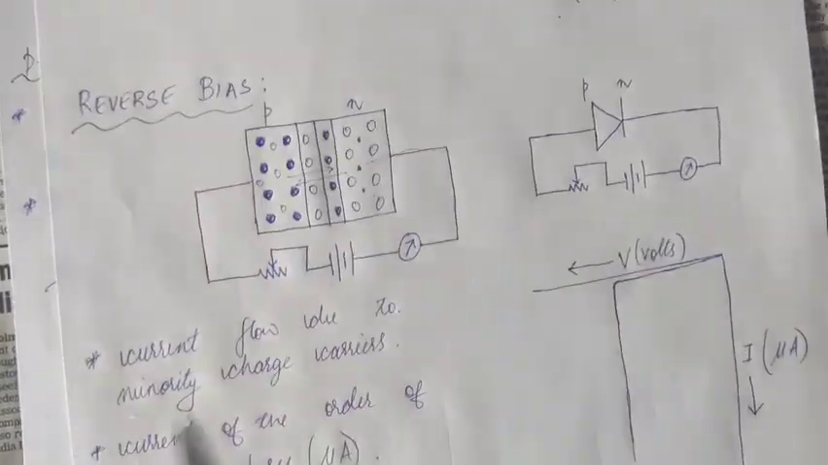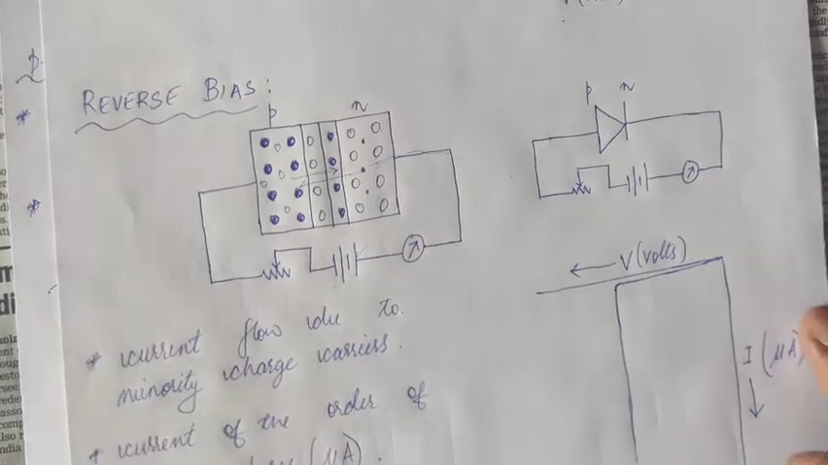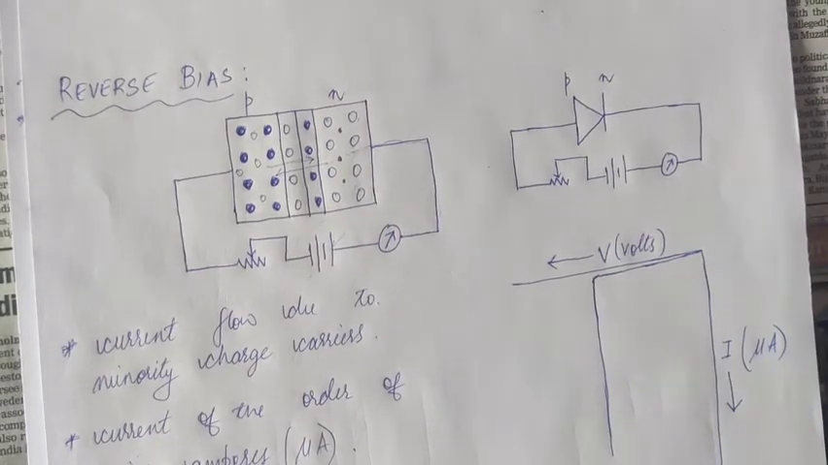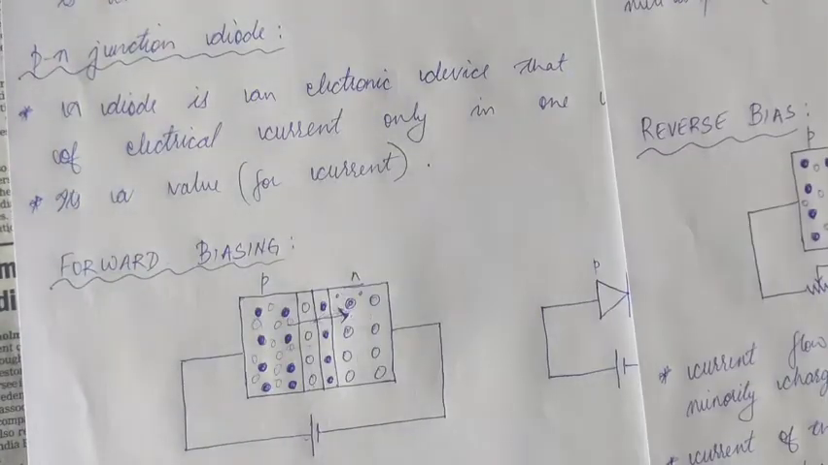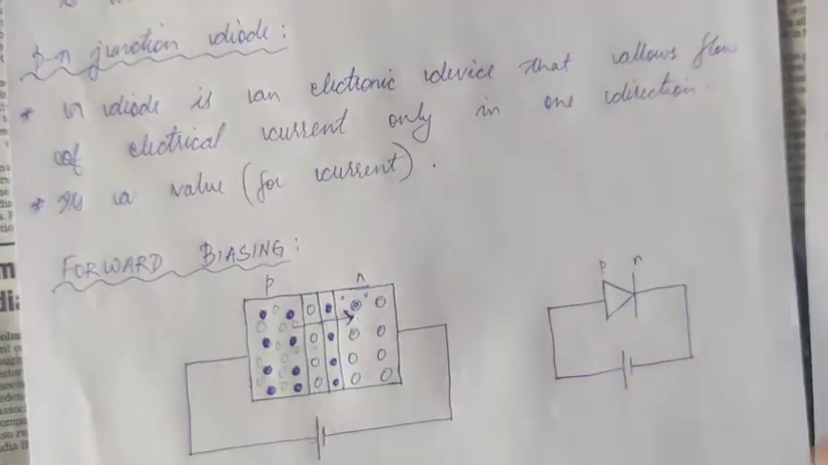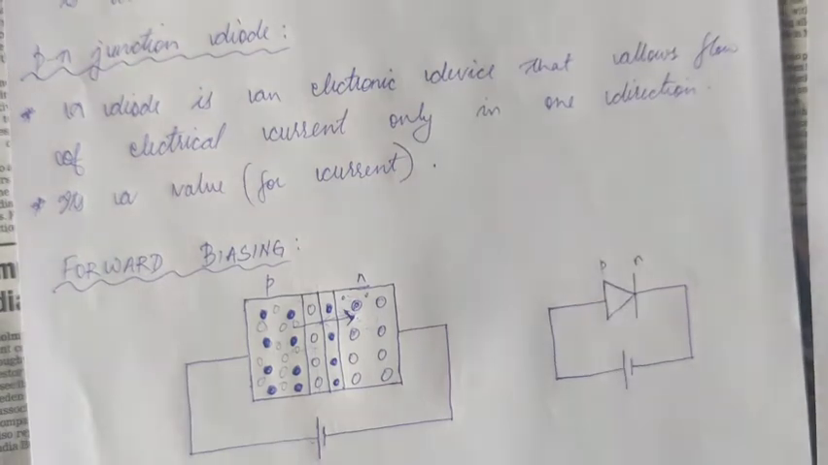In reverse bias condition, since only a negligible amount of current flows, which is in the order of microamperes, 1000 times lesser than milliamperes, we say that through the diode, current is only flowing in one direction. That is true under forward bias condition only. Therefore, it is called a diode, remember.